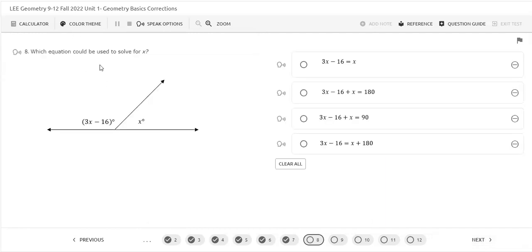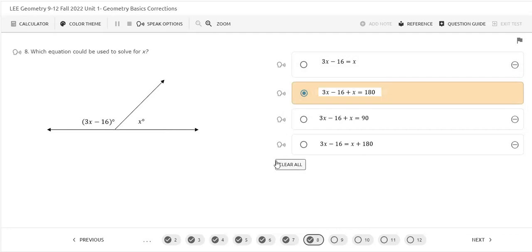Which equation would you use to solve for x? These are 2 adjacent angles that form a straight line. That makes them a linear pair. So we know they're going to sum up to 180. Only one of them is. So we're going to say 3x minus 16 plus x equals 180.